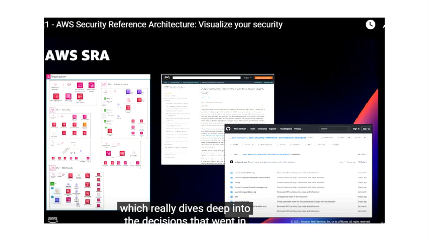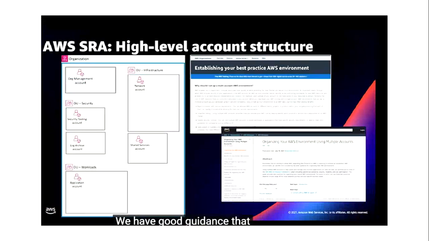Those organization units can include the organization management account, the organization security account, the organization infrastructure account, the organization network account, and the different workload accounts. Now we are going to go down to each component and look at what the solution is for each stream. First of all, let's look from the high level account perspective at what sort of structure it is.